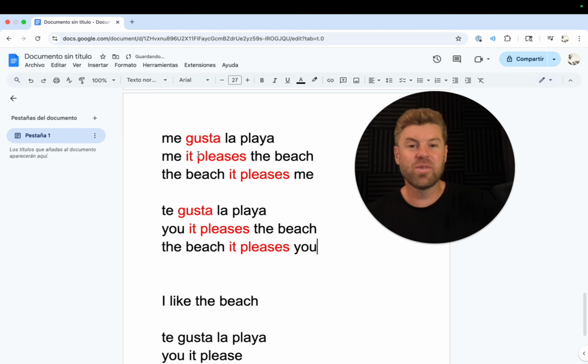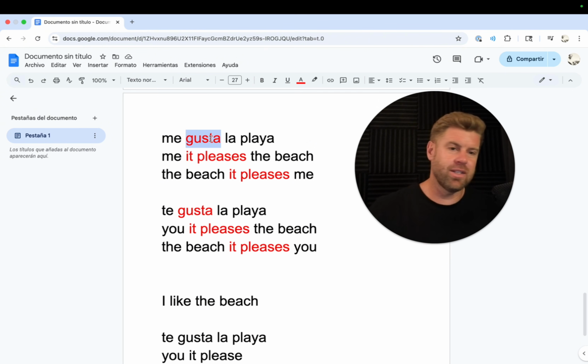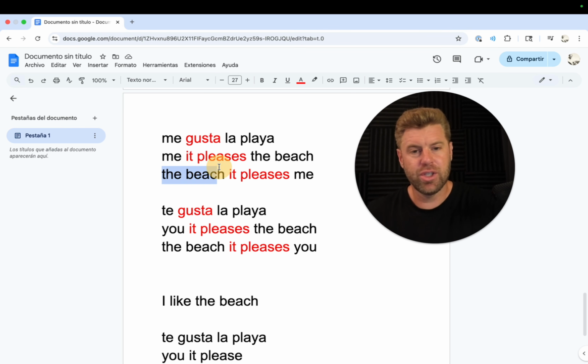Now we see why this word gustar does not change when different people are liking it, okay? Now it's not like I like gusto, you like gustas. No. Now it's me gusta, me it pleases. Te gusta, you it pleases, okay? So the beach, it pleases me.